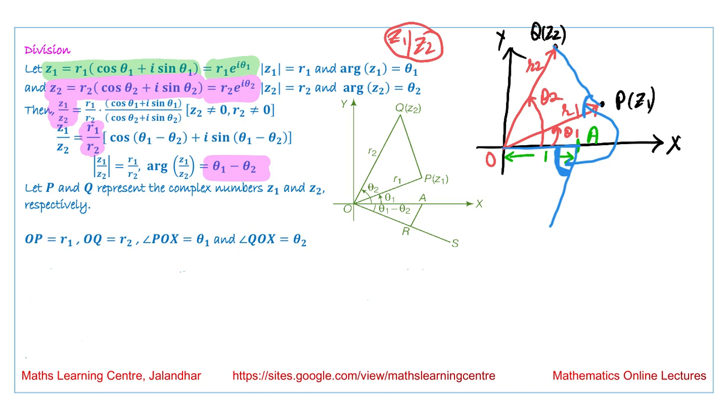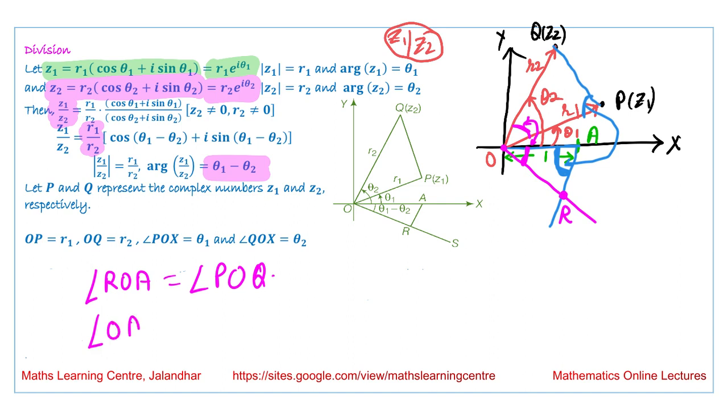Next, we are going to draw a line from O over here, and the angle it makes with this OX should be equal to... suppose the point where they are intersecting is R. So we have drawn the lines such that angle ROA is equal to angle POQ, and we have drawn this angle OAR equal to angle OPQ.